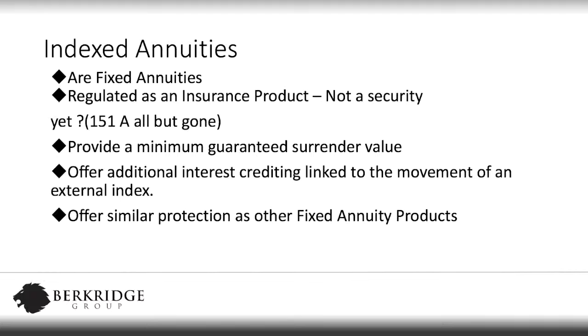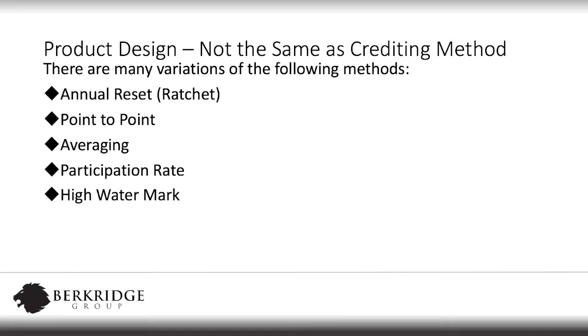Indexed annuities are fixed annuities, and they are regulated as an insurance product, not a security. Some argue in the future they will be regulated as a security. However, they provide kind of the best of both worlds. They're sort of the middle ground between the fixed annuity and the variable annuity, where they have a minimum guaranteed surrender value, yet they offer some upside potential tied to the movement of an external index: the S&P 500, the Dow Jones, other blended indices, Eurostock, etc. Pretty similar to an index universal life policy. However, they do offer the same protection as other fixed annuity products.